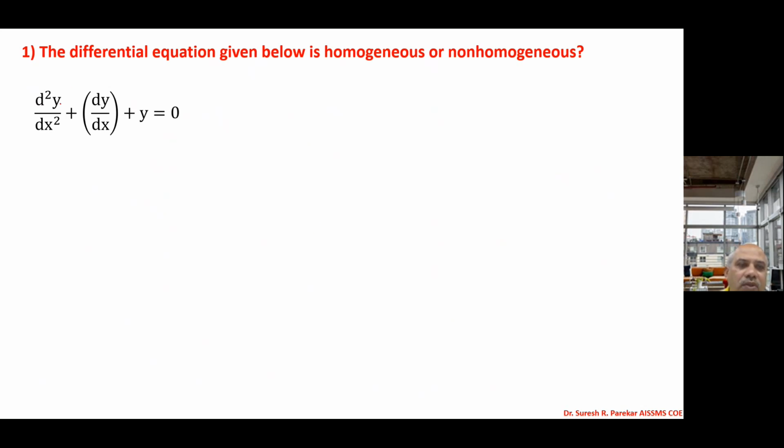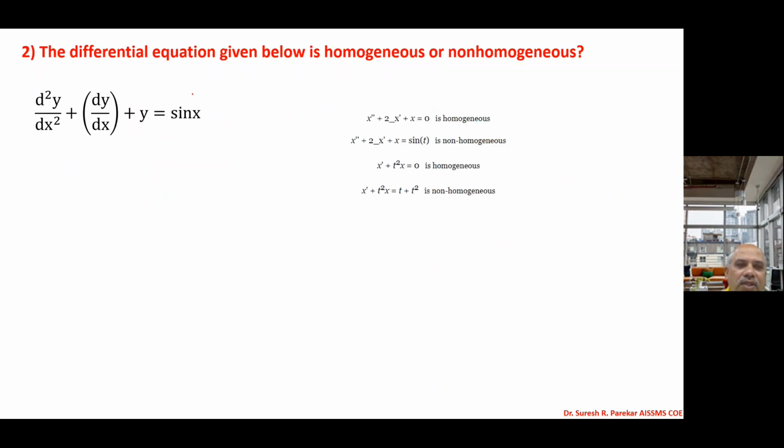So now you can see this. We have first d2y by dx square plus dy by dx plus y. So the dependent variable is y. In all terms we are going to have y, and therefore my equation is a homogeneous equation. So the differential equation is homogeneous. Then we can have different equations. So we can have d2y by dx square plus dy by dx plus y equal to sine x.